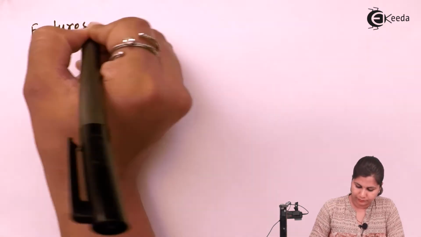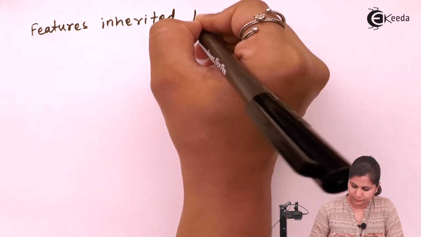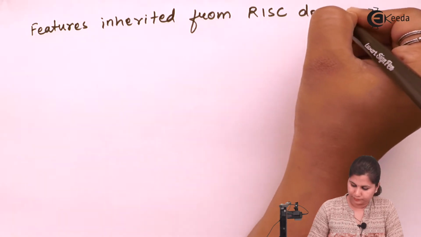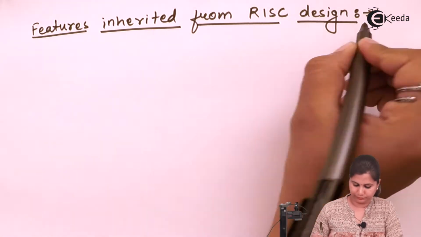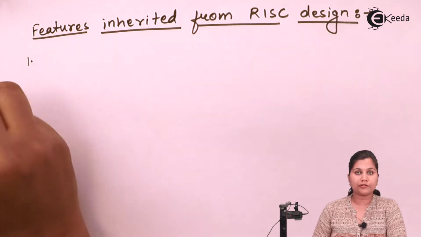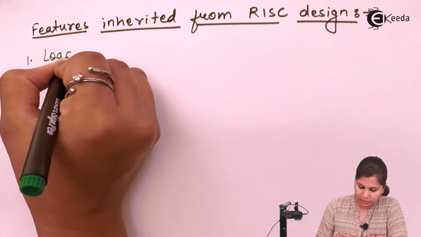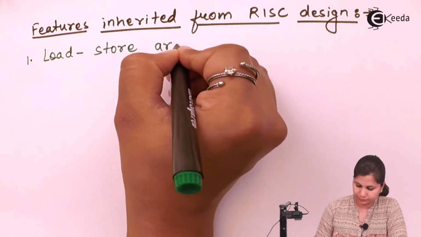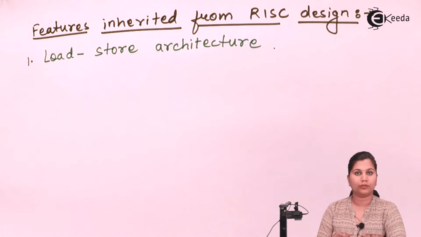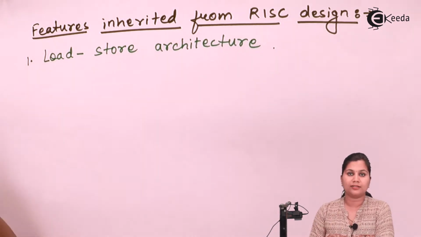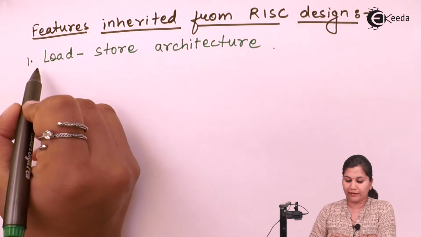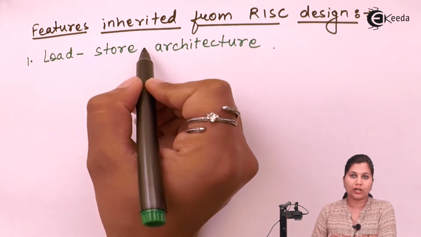Now let us see some of the main features of the ARM processor which are inherited by it from the RISC processors. The first feature is the load store architecture. The ARM processors, just like the RISC processors, also have the feature of having the load store architecture.